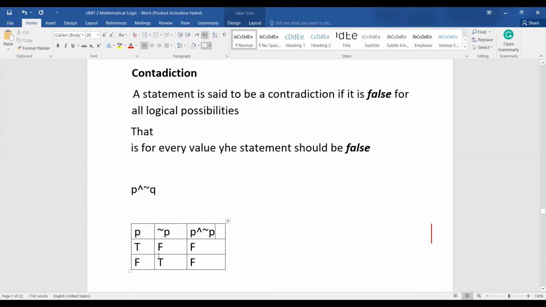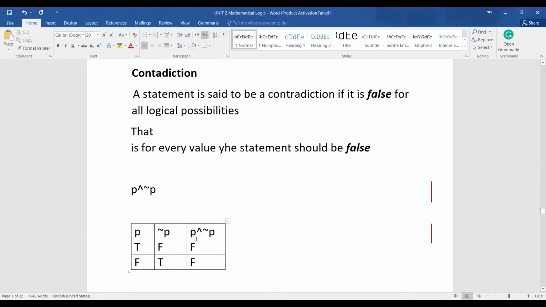P and negation P. First we write the possible values for P, which could be either true or false. Now we will write negation of P. Negation of P would be the opposite: for true, it will be false, and for false, it would be true.